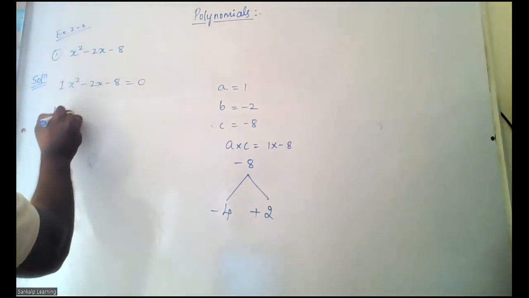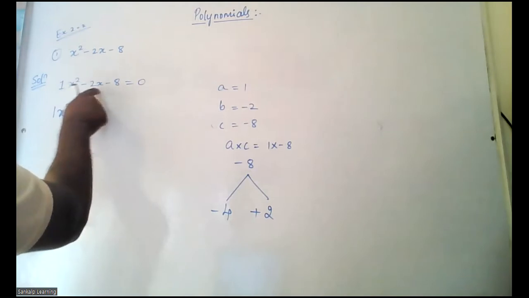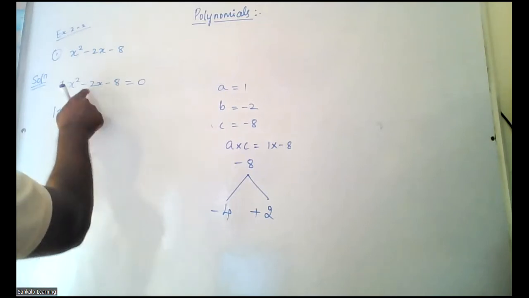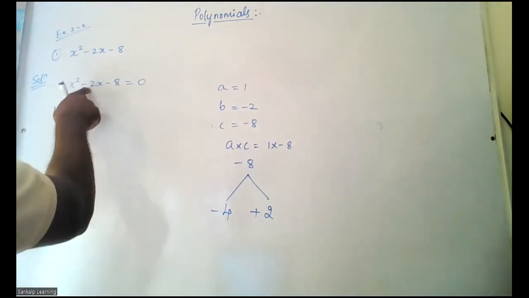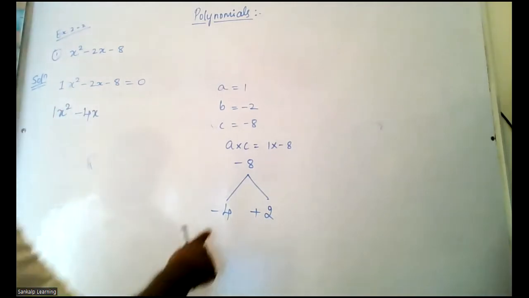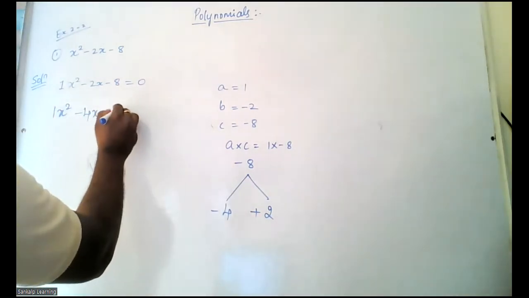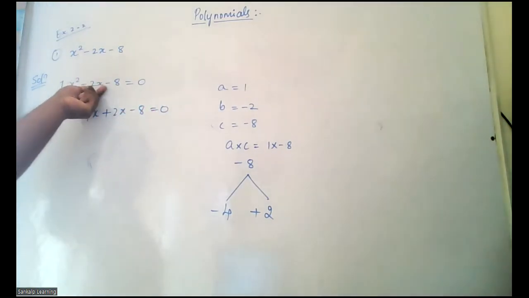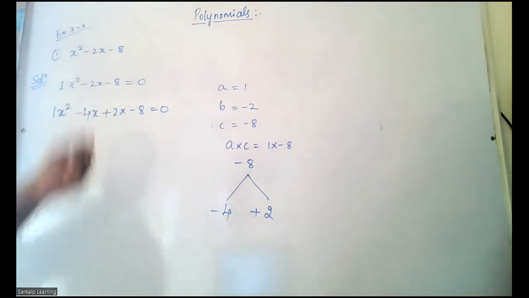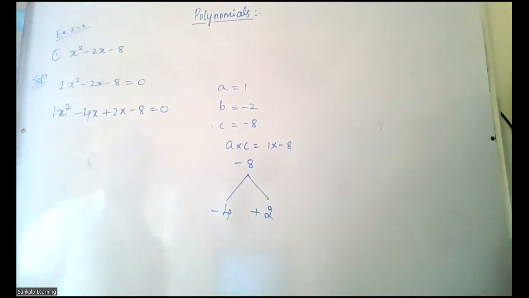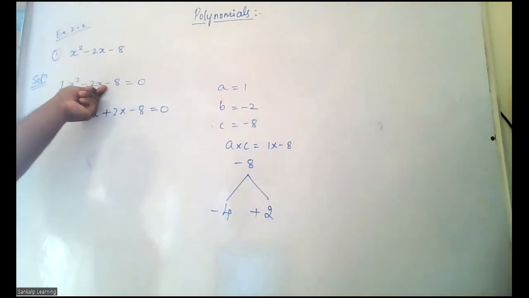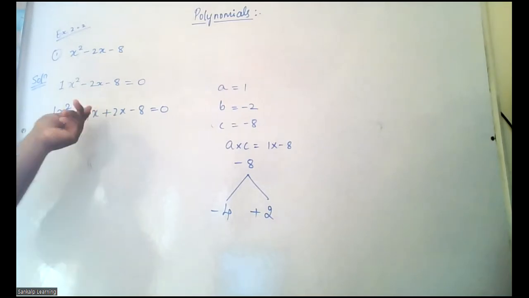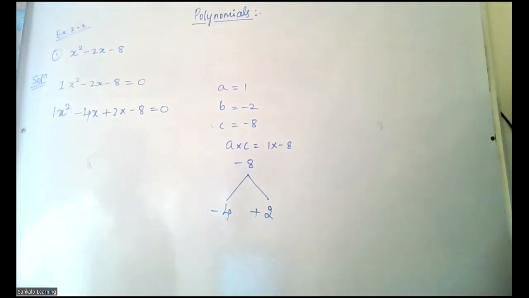The first term as it is, 1x square as it is. Instead of the middle term, let's introduce these two numbers, minus 4 with x, because it is minus 2x. We are concentrating only on the numbers, so let's also introduce the variable, minus 4x plus 2x. The last term as it is. It's like we have split this middle term into two parts. That is why we call this splitting the middle term. So the first and the last remain as it is. The middle term is split into minus 4x plus 2x. If you combine it, what do you get? You get back minus 2x, isn't it?